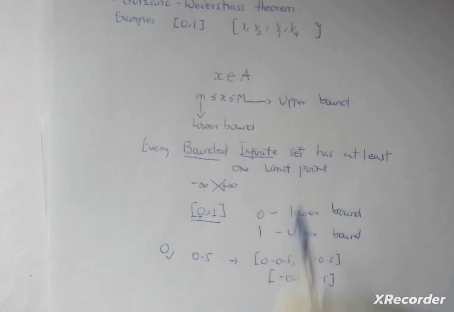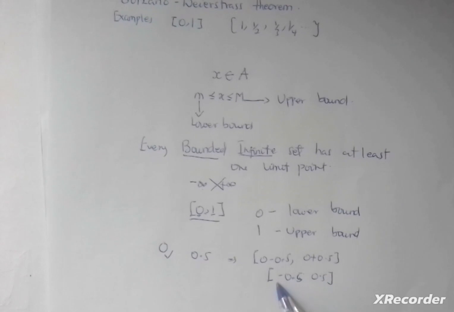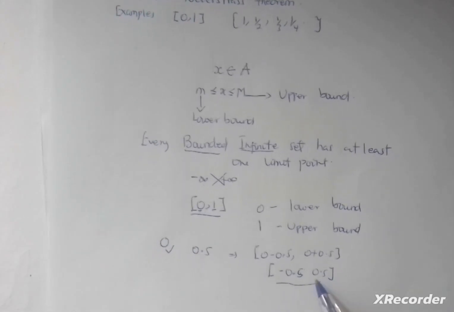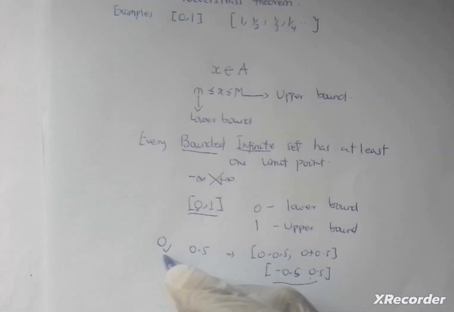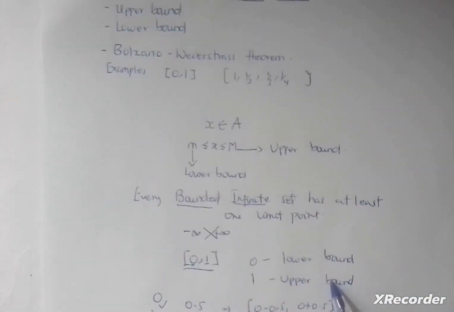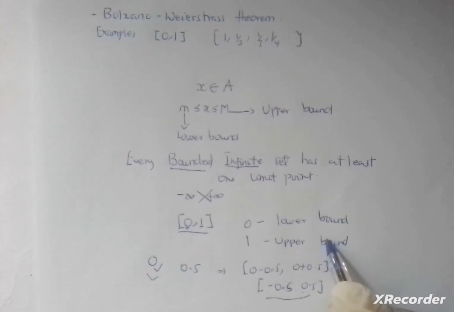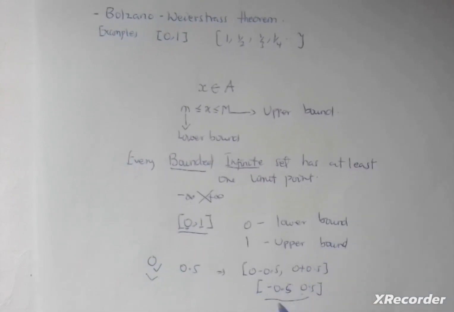So if I take a 0.5 neighborhood, you can see we'll have these numbers falling here. 1 over 3 or 4 here, all of them will fall here. Hence 0 is also the limit point of this set. Hence the Bolzano-Weierstrass theorem holds. This is all I have for you in this video.